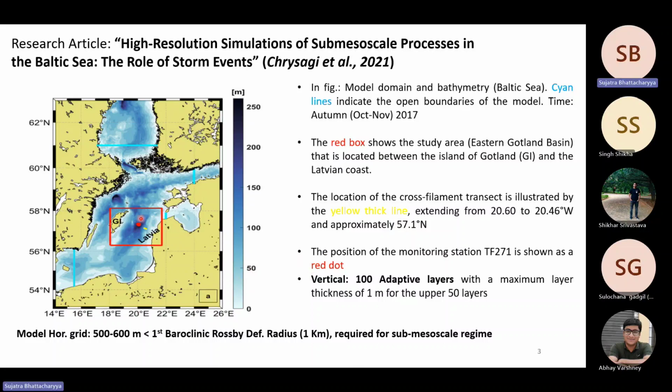They have 100 vertical levels, mostly concentrated in the top 50 meters, because submesoscale regimes are very active within a few meters from the surface. And at the end of this presentation, I'm also going to talk about my own research results related to this kind of work.